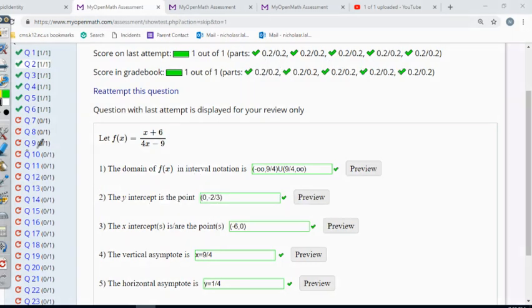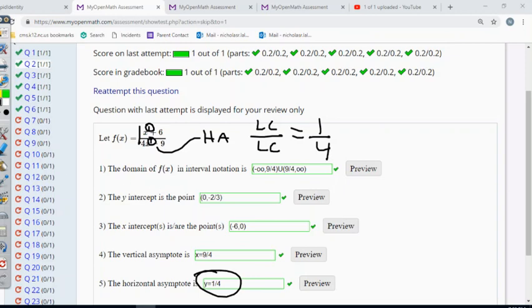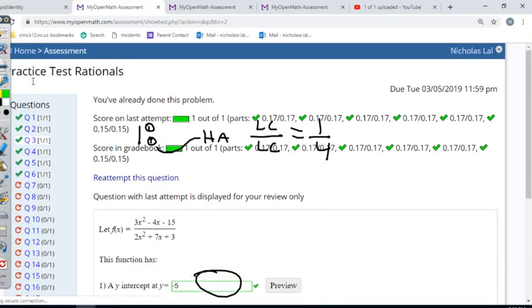If the degree of the numerator is the same as the degree of the denominator, x to the 1 and 4x to the 1, then your horizontal asymptote is the ratio of your leading coefficients. So here, the leading coefficient is 1x to the 1 over 4x to the 1. Leading coefficient over leading coefficient, that's 1 over 4. So the horizontal asymptote is y is equal to 1/4. That's question 2. Question 3.